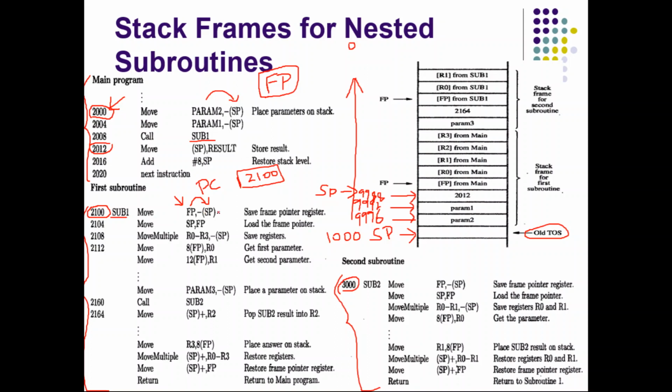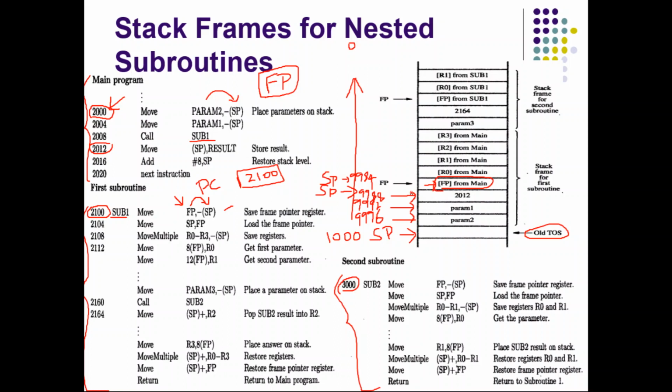So when you execute this instruction, SP will point to this location, which is 9984. SP will point here. And what this instruction does is the FP value from the main function is pushed into the stack. Here you can see FP from main. So whatever the frame pointer value from the main function, that is being pushed into the stack.